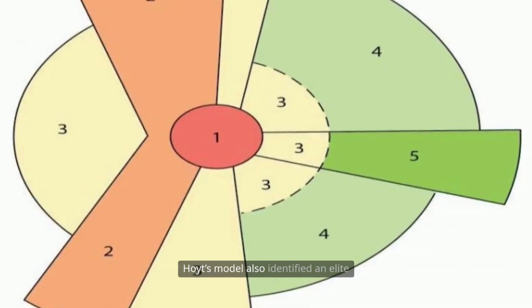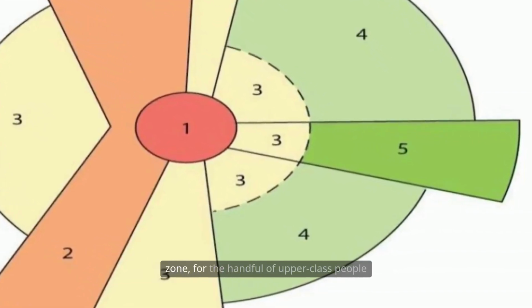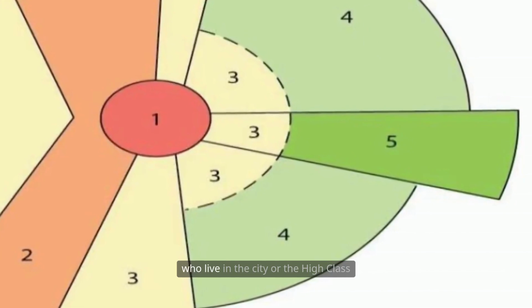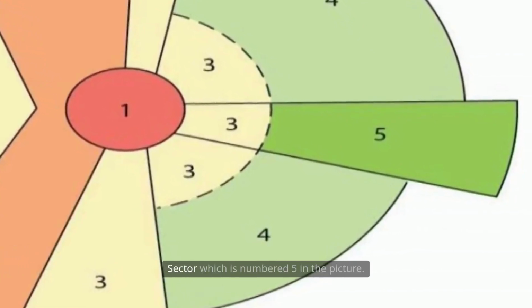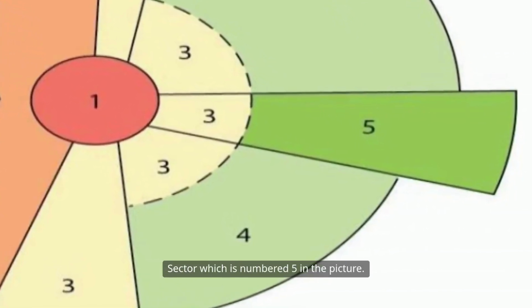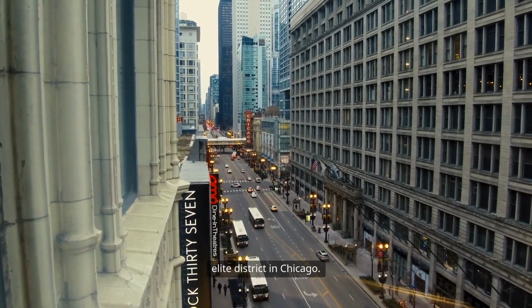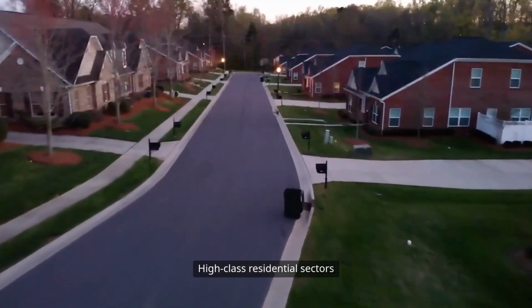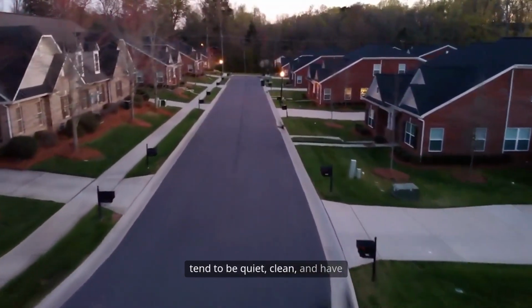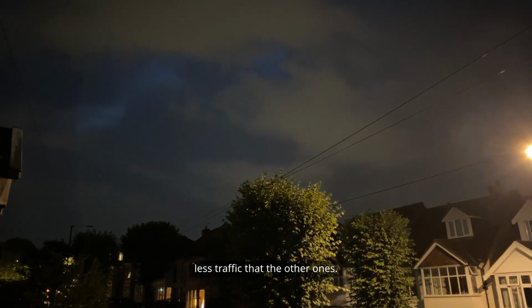Hoyt's model also identified an elite zone for the handful of upper-class people who live in the city, or the high-class sector, which is numbered 5A in the picture. Michigan Avenue was that elite district in Chicago. High-class residential sectors tend to be quiet, clean, and have less traffic than the other ones.